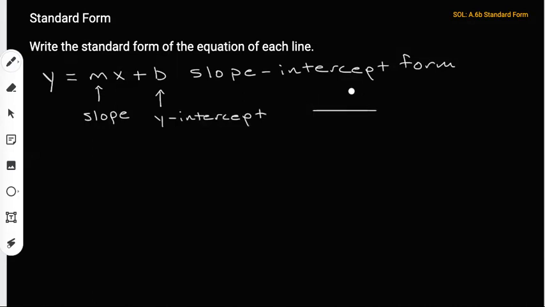So if you have an xy plane that looks like this, and you have a line going through it, it'll cross the x-axis at this point and the y-axis at this point. And this is called the y-intercept. Now we can take that slope-intercept form and we can convert it into standard form, which is going to be ax plus by equals c. So this is called standard form.